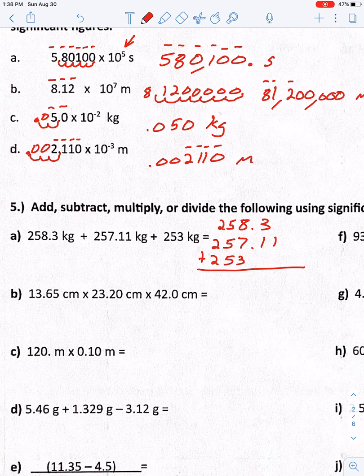Now, when it comes to adding and subtracting, you're only as good as your weakest link, so our least accurate number. So if I look at 257.11, I go all the way to the hundredths place. Okay, so that is a pretty accurate number, or pretty in-depth number. 258.3 goes to the tenths place, so that's still pretty accurate, not as in-depth as 257.11. And if I look at 253, that one is not even into the decimal place. Okay, so that is where I have to stop. So I have to draw a line right here where my decimal would be.